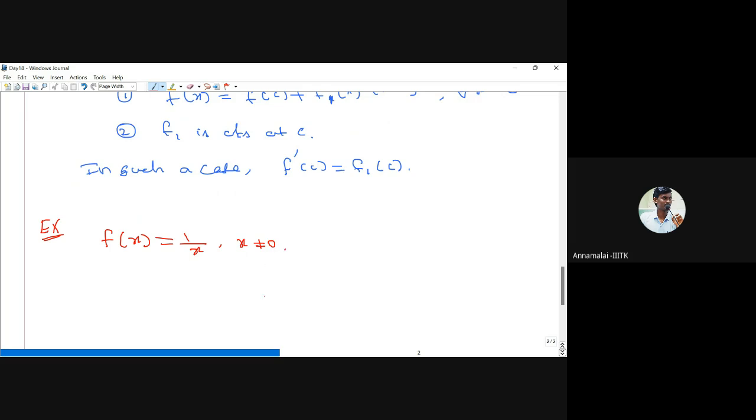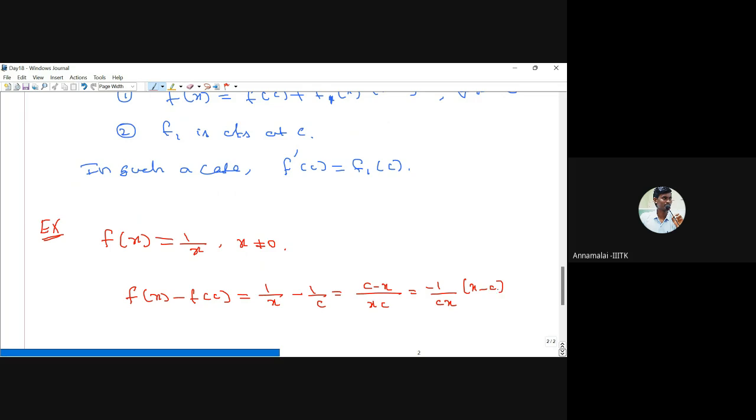So first you have to find what is f of x minus f of c. f of x minus f of c is nothing but 1 by x, that is f of x, minus 1 by c, which is f of c. So you have to simplify. In the denominator we have x into c, in the numerator we have c minus x. We can take the minus outside, and we get minus 1 by c times x into x minus c.